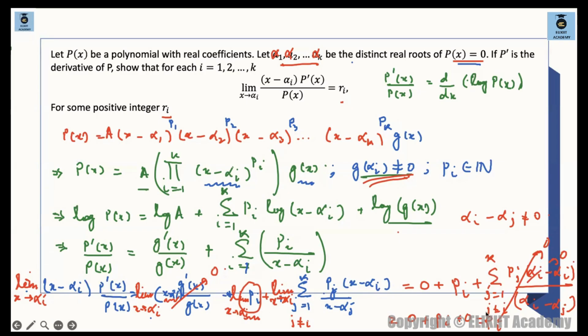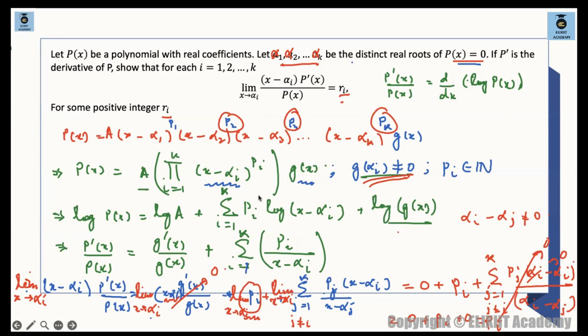What is the meaning of pi? The value will be exactly the same as the number of times the roots are repeating, the powers. So pi is the number of times the roots are repeating. That is basically your pi. So ri is the same as pi. They are saying that for some positive integer ri, you show that this limit will be equal to ri.